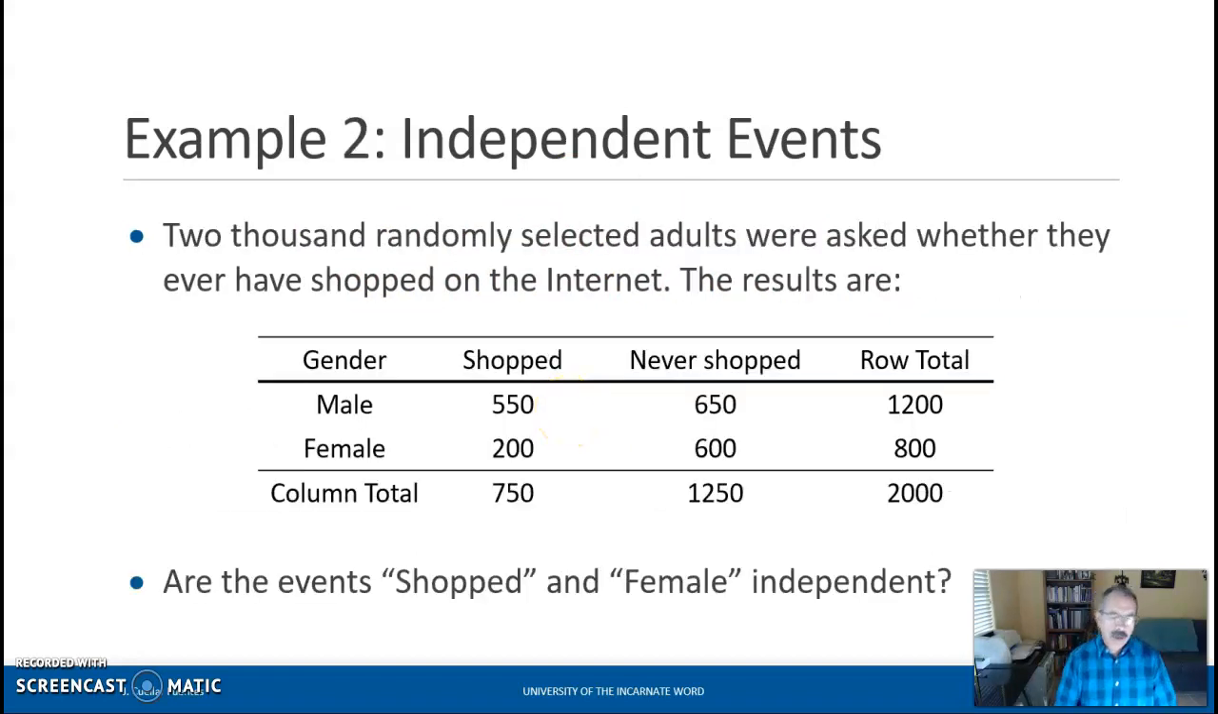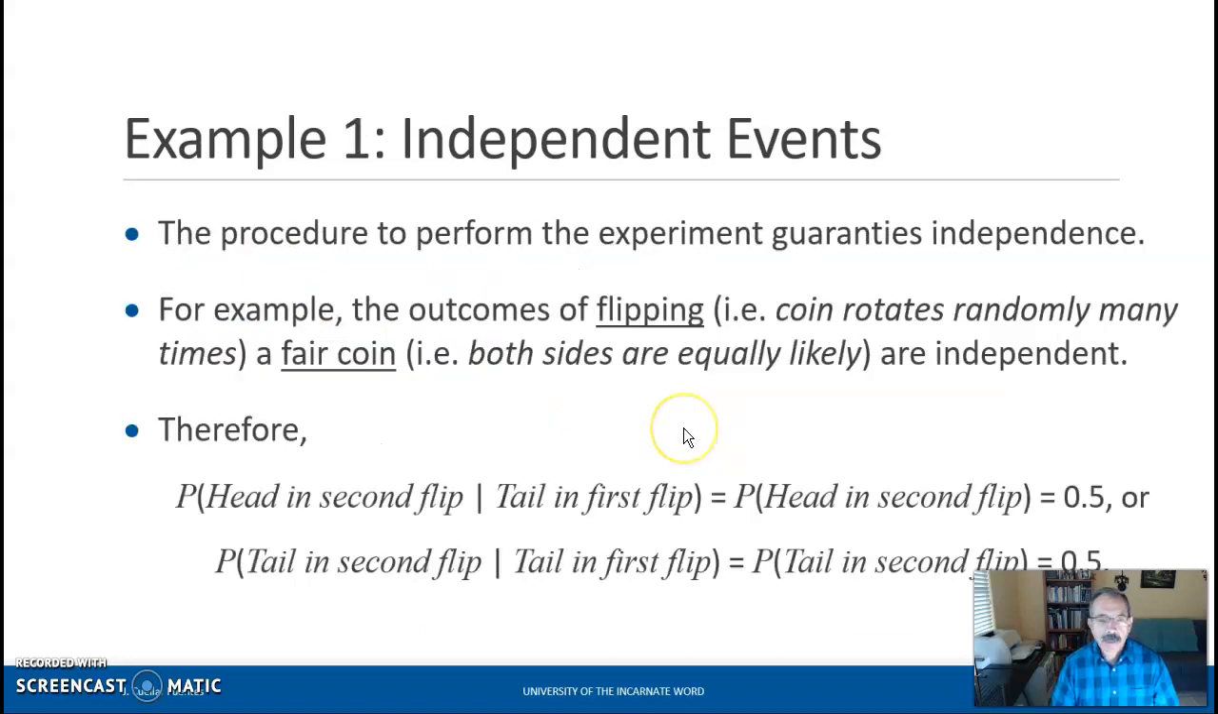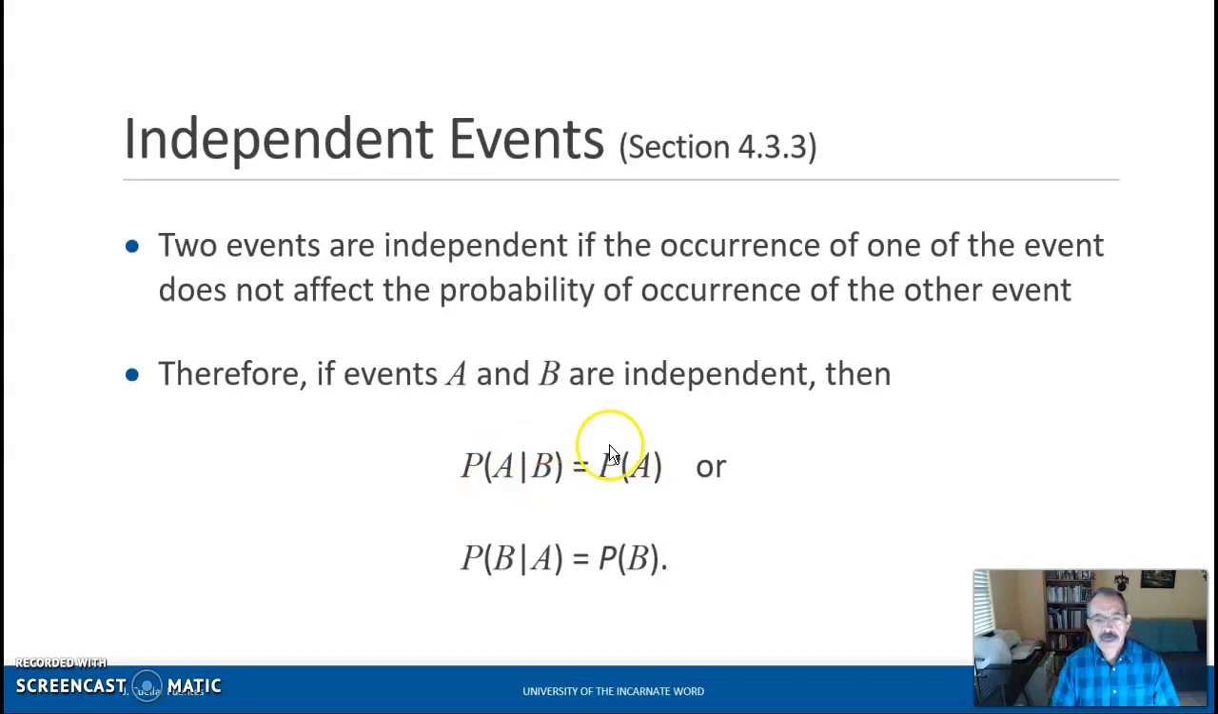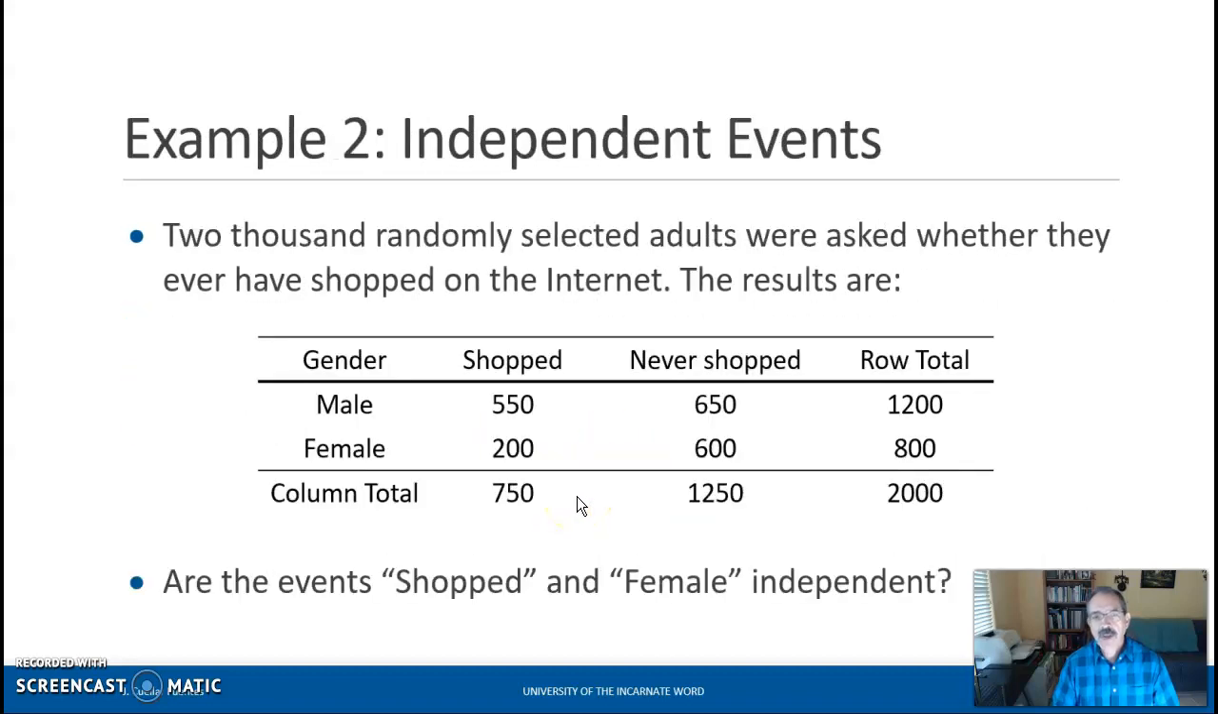There are other situations where we don't know if the events are independent or not. In those cases, we need to demonstrate that these conditions exist. So let's look at this example. Again, it's a contingency table. 2,000 randomly selected adults were asked whether they have ever shopped on the internet, and the results are here. You have gender, male and female, and then you have people that shopped online and those that never shopped online. There are 2,000 of these people. So the question is, are the events shopped and female independent?